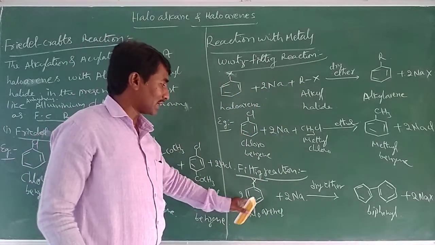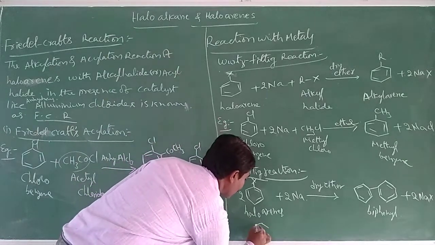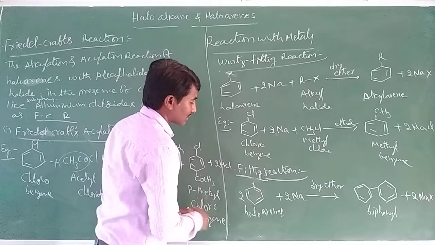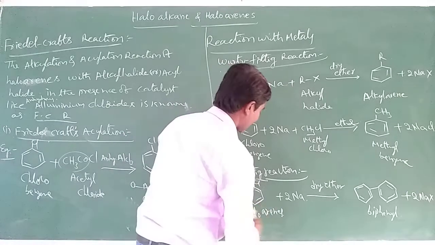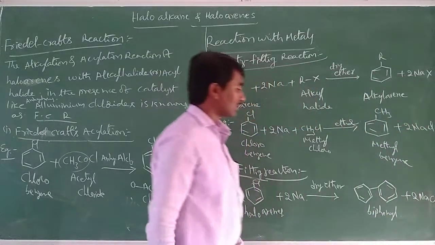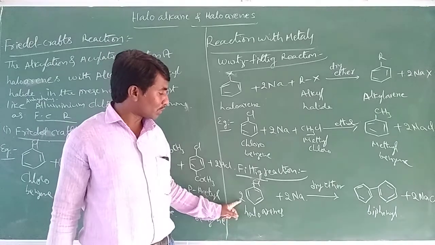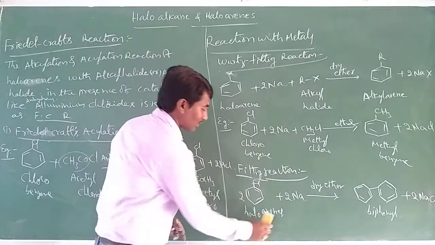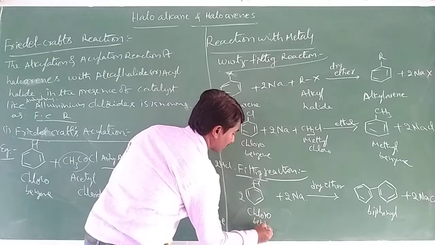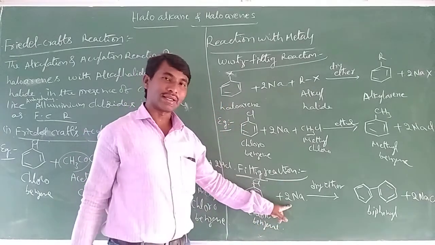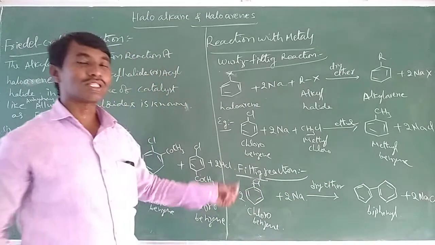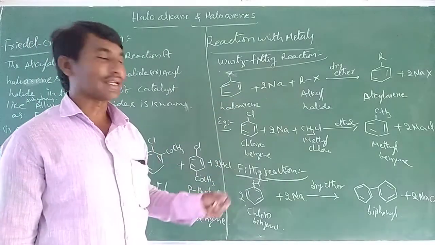We will take any one example. Suppose bromobenzene or chlorobenzene, and this is biphenyl, with NaCl. So 2 moles of haloarene, here chlorobenzene, reacting with Na in dry ether gives biphenyl. So this is the reaction of haloarenes with metals.